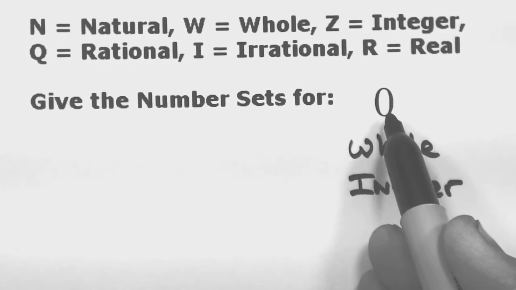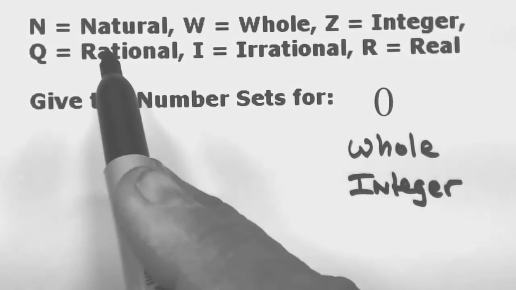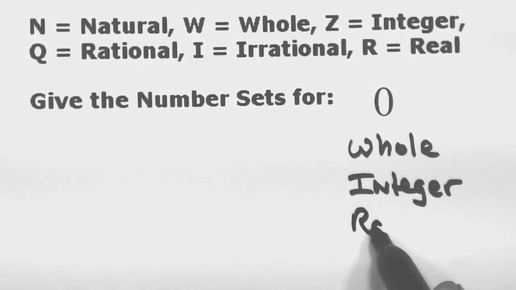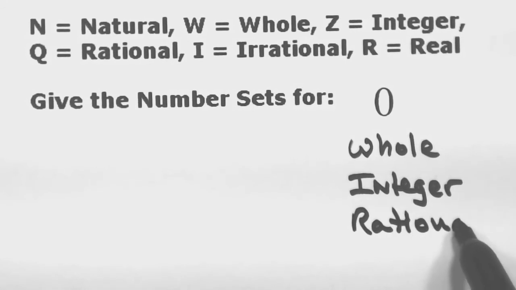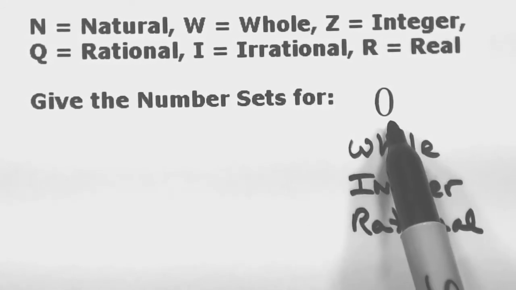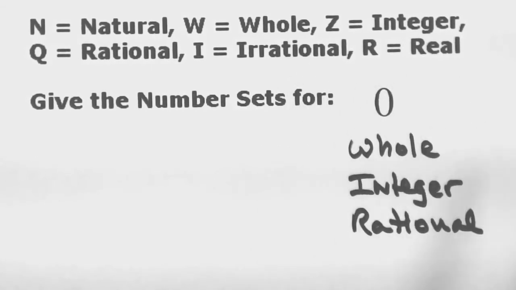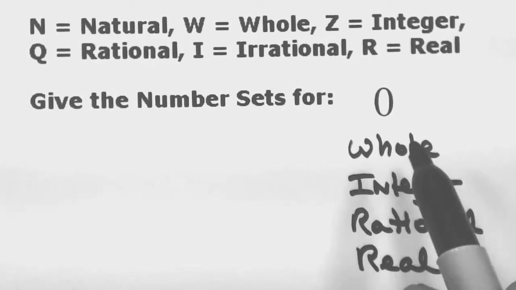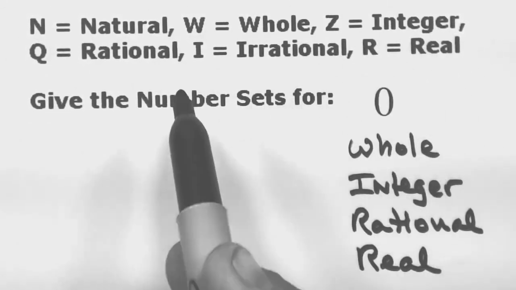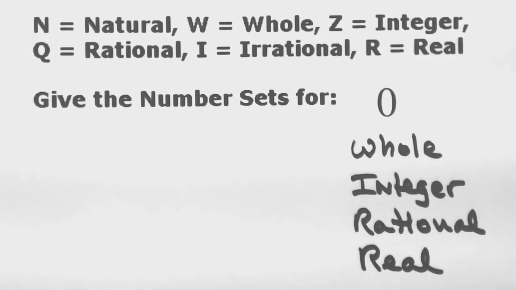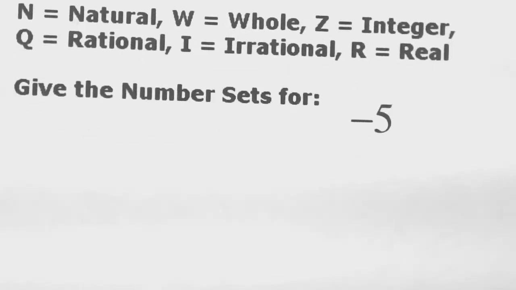We could make a fraction out of it by putting 0 over 1, so that means it's definitely a rational number. Now, since we can make a fraction out of it, that means it's not irrational, but, of course, it's definitely a real number because real numbers include all of these. Okay, let's move on to -5.